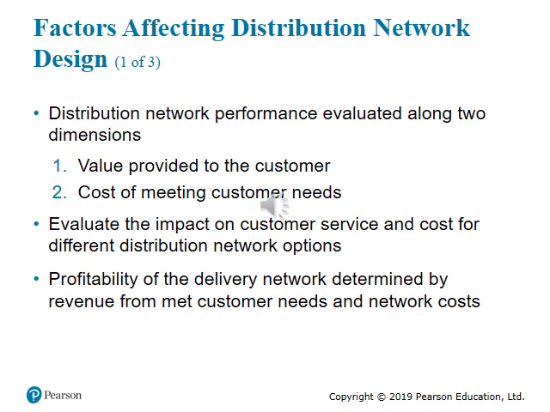Okay, so now it's very important that we understand the factors affecting distribution network design. First point to consider: distribution network performance is evaluated along two dimensions. So you need to recognize two important things: value provided to customer, and of course responsiveness is part of this value, and cost of meeting customer needs. So how much cost are we going to pay in order to distribute or get products in customer hands? So value and cost.